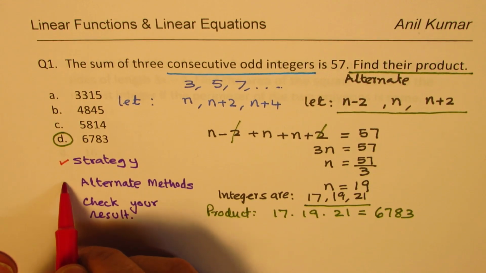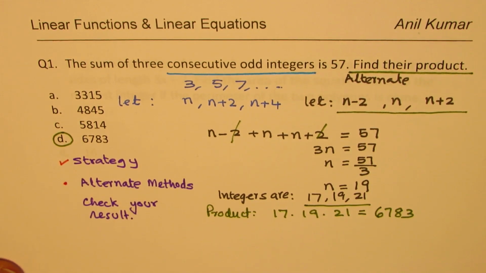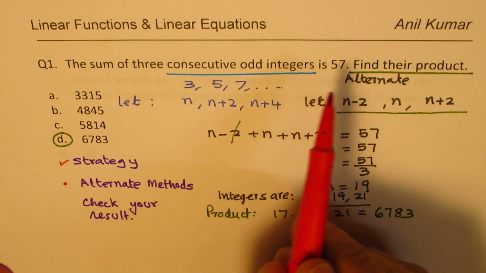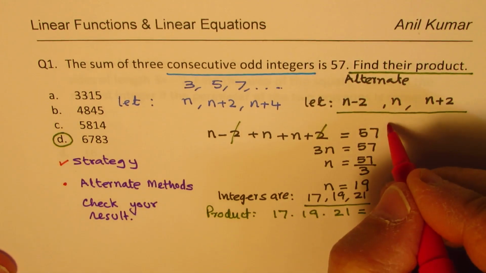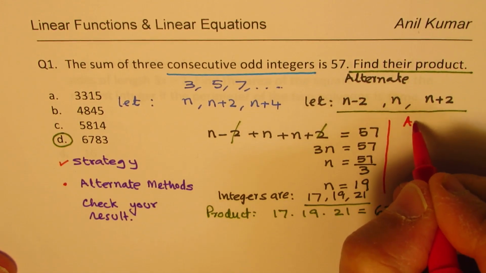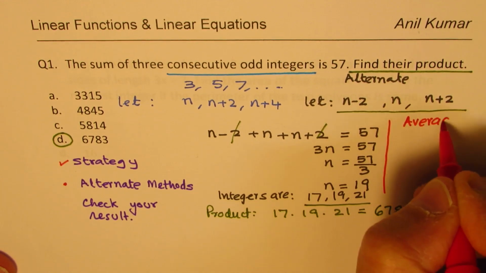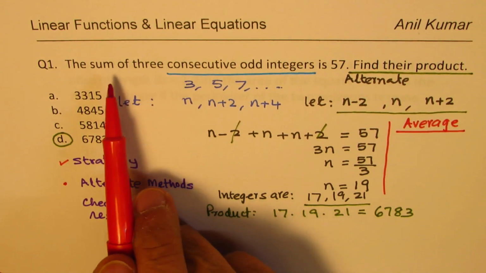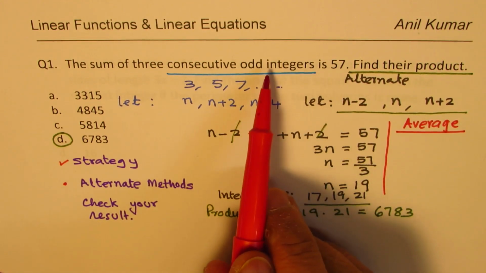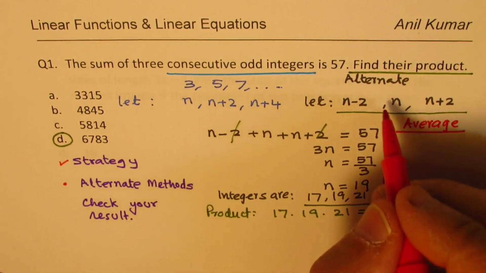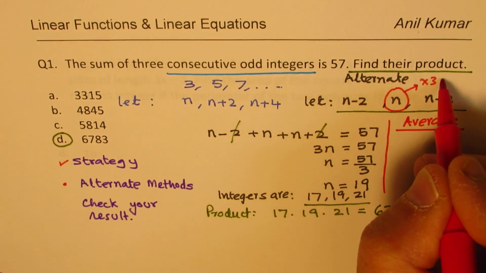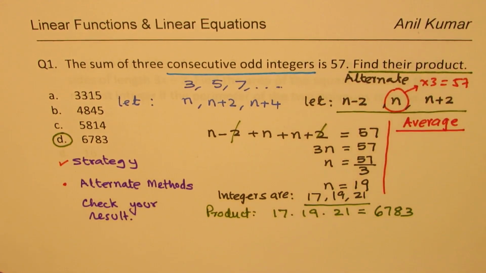And we now look into the alternate method. What could be our alternate method? Well, when we are talking about consecutive odd integers sum as 57, we could be reminded of average value, right? So think about average. So what is average? If the sum is 57, when you add three numbers, then the center number times 3 should be equal to 57. Does that make sense to you?